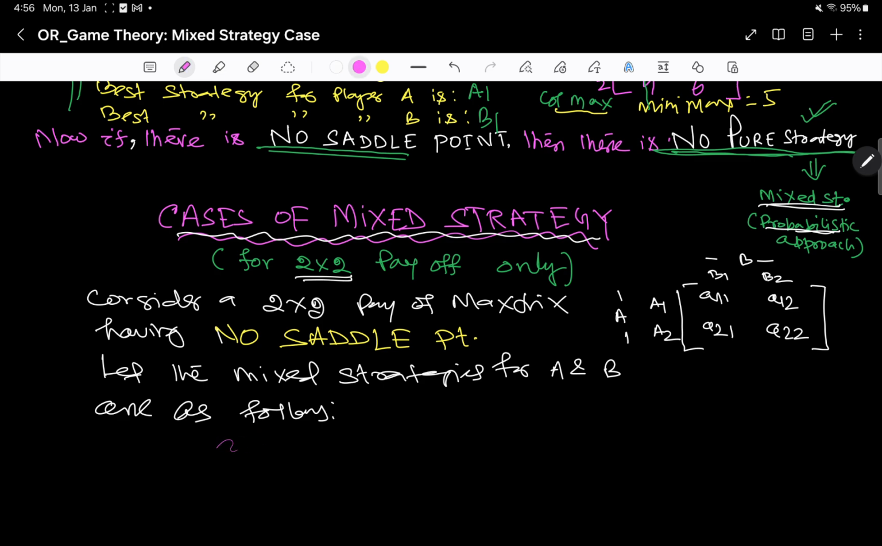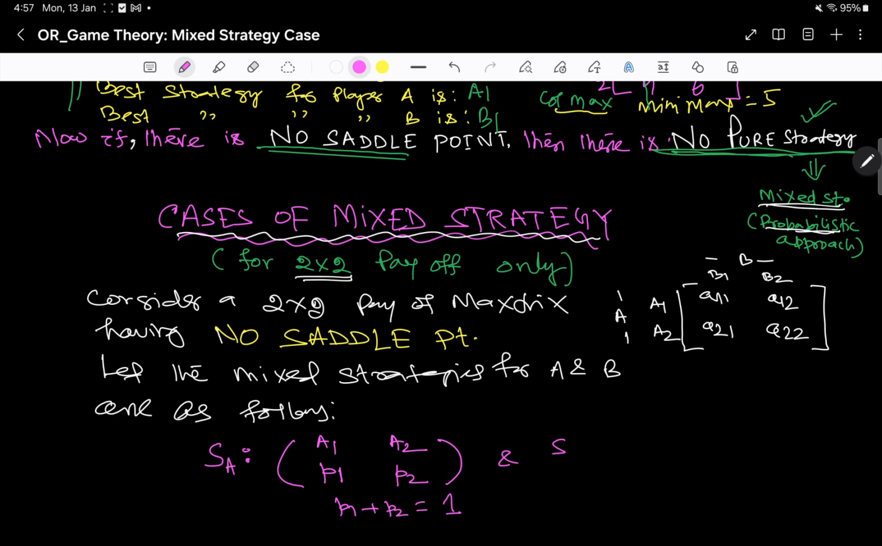So for A, we have my mixed strategy SA. Here A has strategies A1 and A2. Now in the probabilistic approach, suppose the chance of A1 is P1 and the chance of A2 is P2. Since it is a probabilistic approach, P1 plus P2 must be 1.